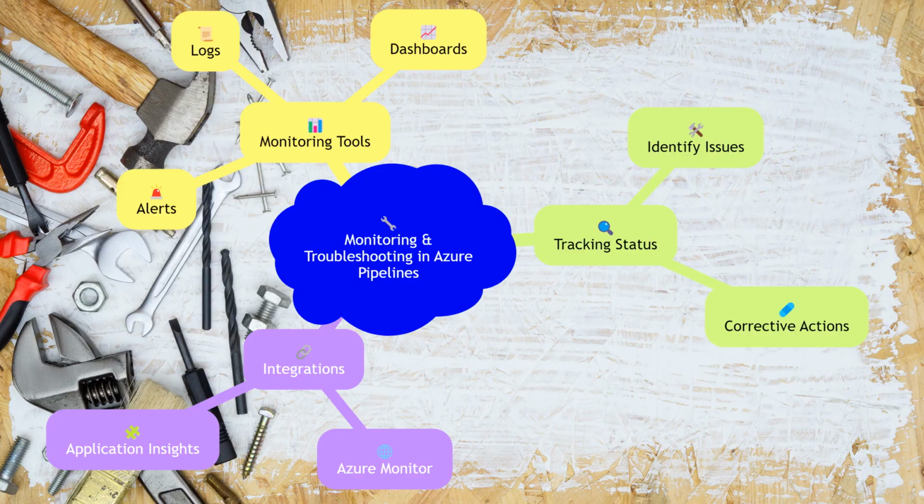Once your YAML pipeline is up and running, monitoring and troubleshooting are important to ensure it continues to work as expected. Azure Pipelines provides several tools for monitoring pipeline runs, including logs, alerts, and dashboards. You can use these tools to track the status of your pipeline, identify any issues, and take corrective actions. Additionally, Azure Pipelines integrates with various monitoring and logging tools, such as Azure Monitor and Application Insights, to provide more comprehensive monitoring and troubleshooting capabilities.